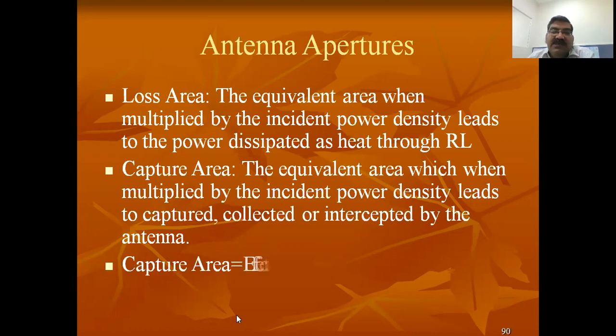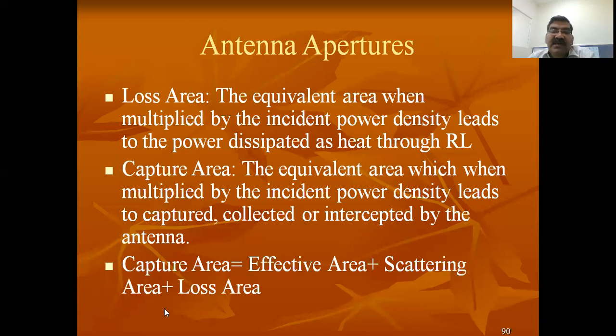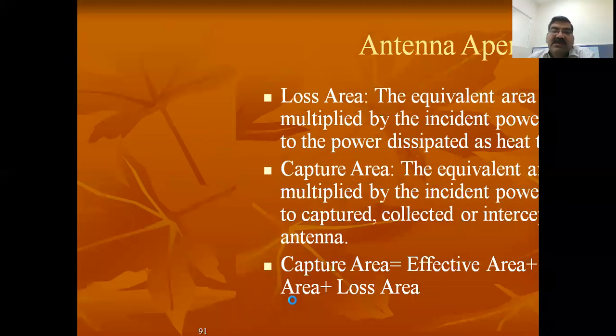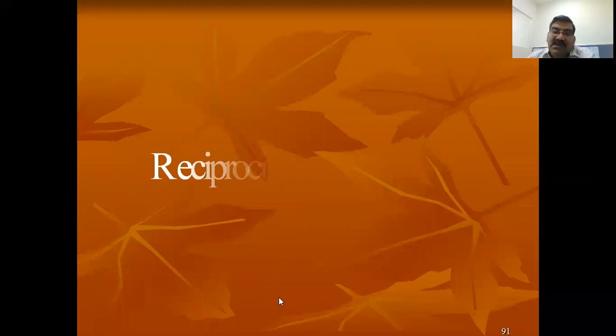Then what is the capture area? It is the effective area plus the scattering area plus the loss area. So the capture area is the effective area, scattering area, plus loss area. This way the effective aperture is defined.